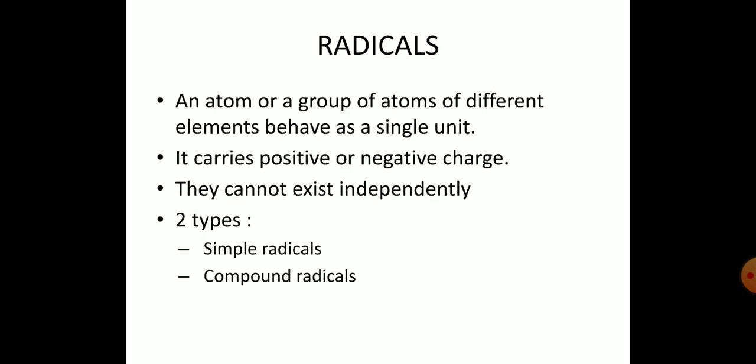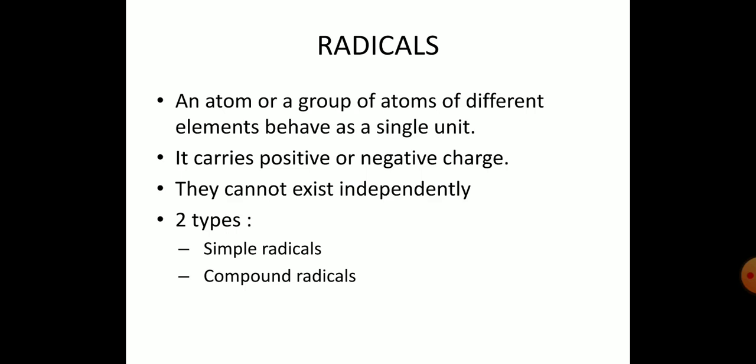Coming to the radicals. Radicals, we are not going to talk about elements. So 2 or 3 elements, when in the ionic state they combine, that will become a radical. So an atom or a group of atoms, we can say a group of atoms of different elements, will behave as a single unit. It can carry positive or negative charge and they cannot exist independently. They have to combine with another element according to the reaction.